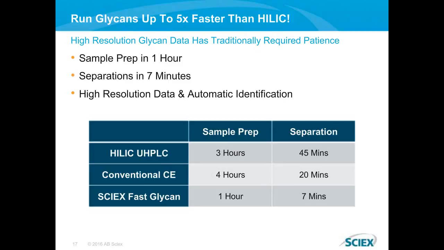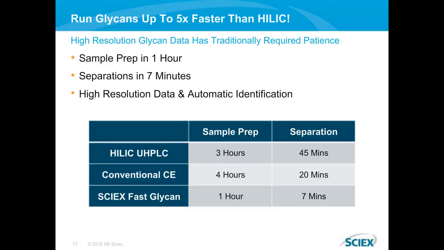The real benefit to this, for those of you out there that are using HILIC, is that you can run your glycans up to 5 times faster on CE using our method than previous HILIC methods. You get that high resolution glycan data and identification in just a couple of minutes. And it's from start to finish, right? We've optimized every step of the process. So sample prep in just 60 minutes for, again, up to 96 samples. Separations in sometimes less than 7 minutes, depending on your sample. And high resolution data and automatic identification from within the software.